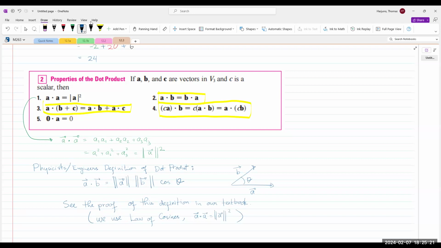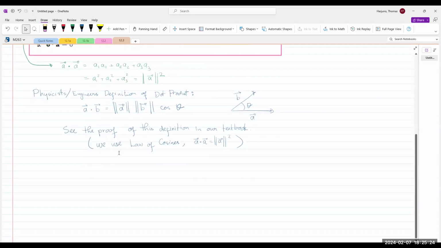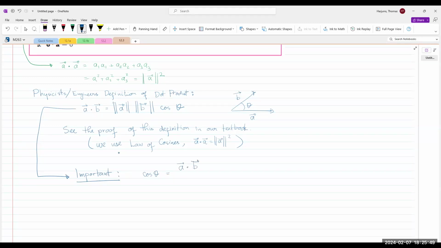Okay, now what we are interested in is this one here. Important: memorize this formula. Because from there, we come up with the following: cosine theta, the cosine of the included angle, is equal to the dot product of two vectors divided by the product of their magnitudes.